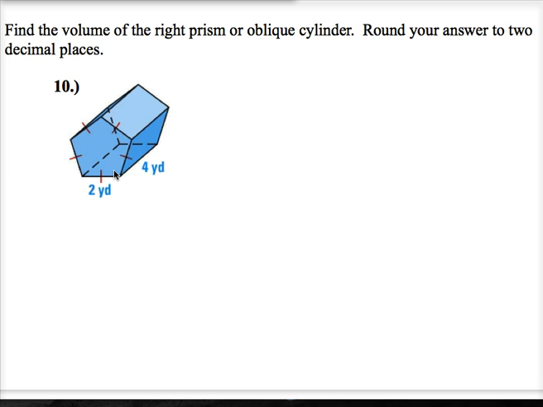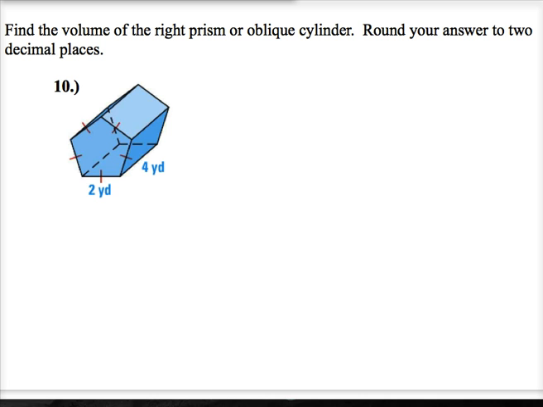Now normally we think of base as being the bottom, okay? But the way that I'm going to think of the base in this figure here is I'm going to imagine this standing up so that this is the bottom. So if this is the base, then my height is going to be 4 yards, okay? So imagine you are tilting this up and this pentagon is what's sitting on your desk.